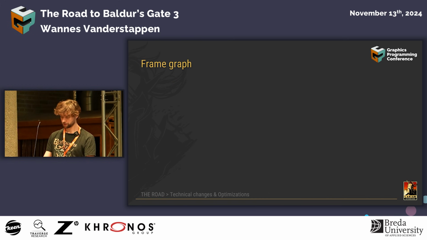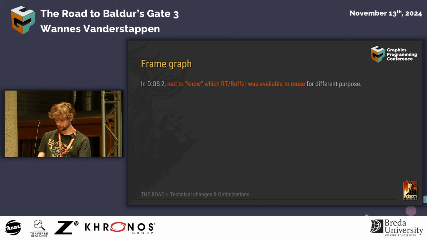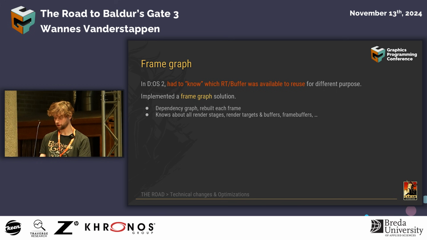Some other optimizations, real quickly, because I'm going over time. We added a frame graph. We had to know which render target or buffer was available for use, so we implemented the frame graph solution. This is the dependency graph we build each frame. It knows all about our render stages, so render targets, buffers, frame buffers, and so on.